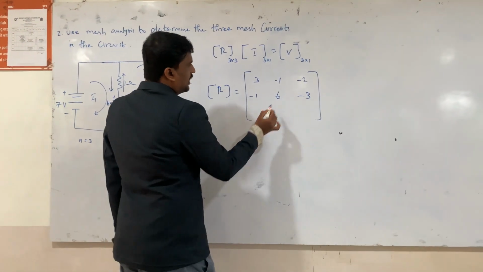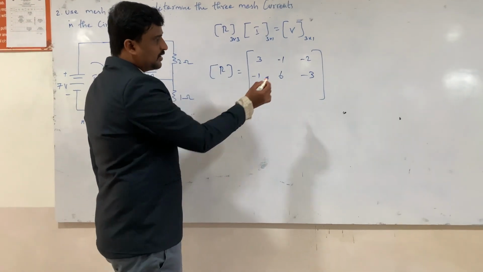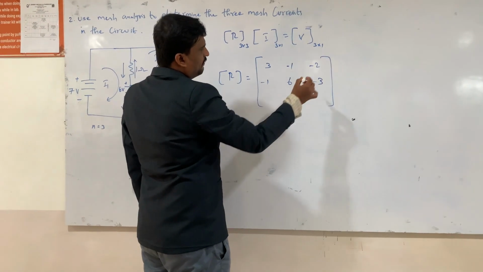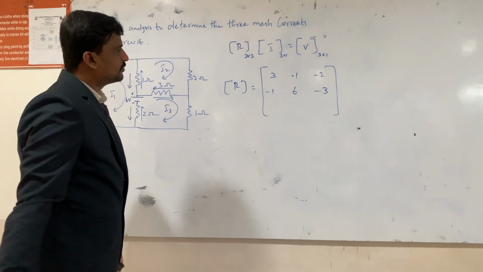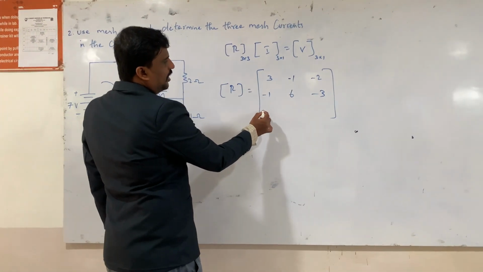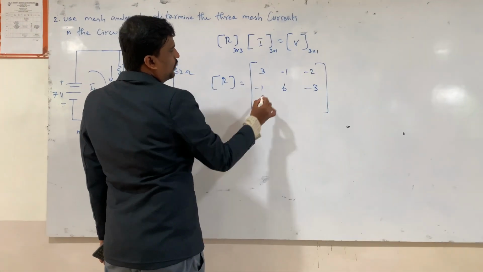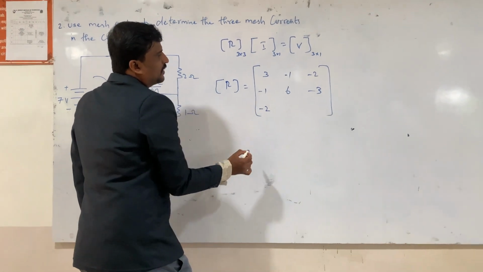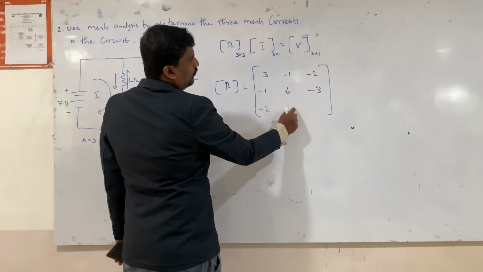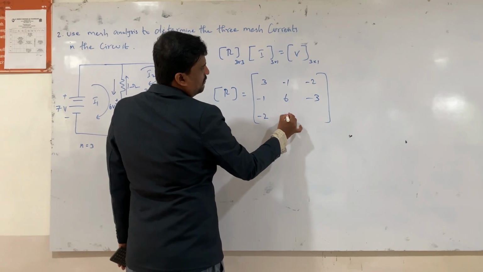So it is minus. And R23, sorry, R3 will be equal to R32. So next this value R31 will be equal to R13, so minus 2. So R32 will be equal to R23, so it is minus 3.